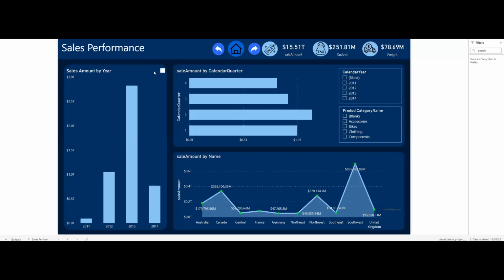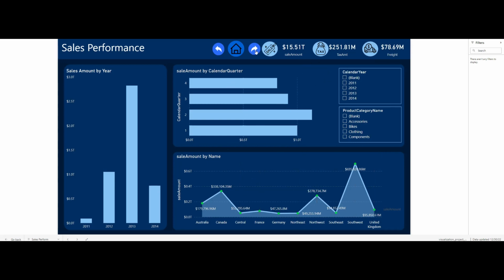This is the sales performance, with sales amount, tax amount, and freight, which means the price of delivery. In sales amount, I separate by years using the date name, and by quarter, and we can use the slicer. And this is the sales amount by the name of the country, like Australia, Canada, France, Germany, and so on. So that's it for this page.